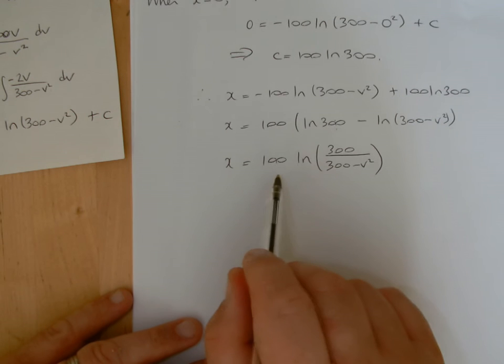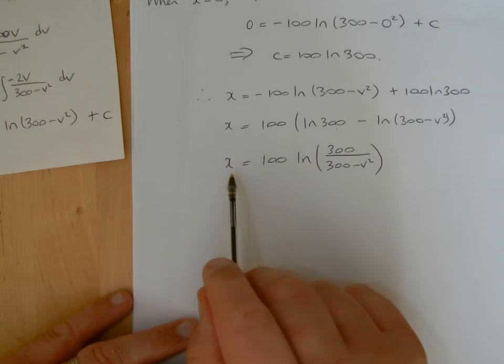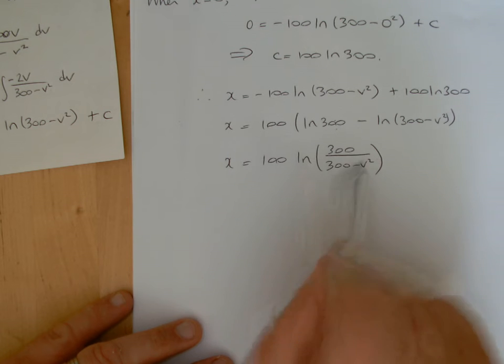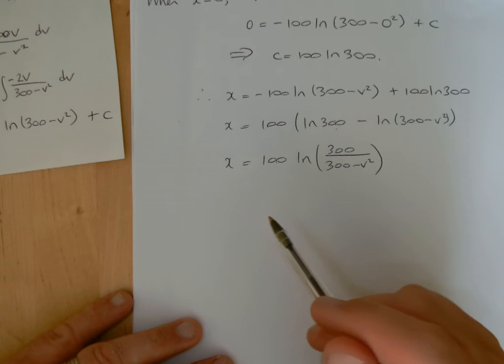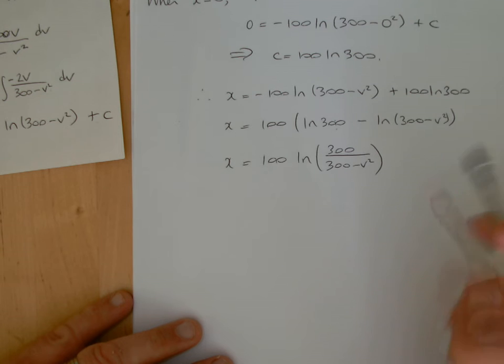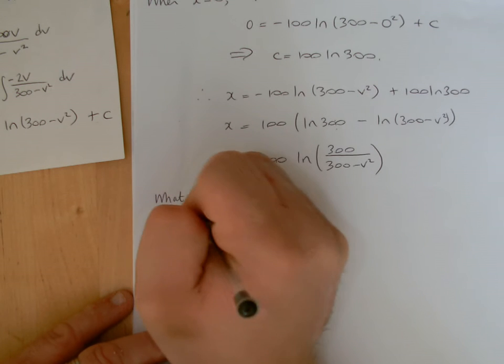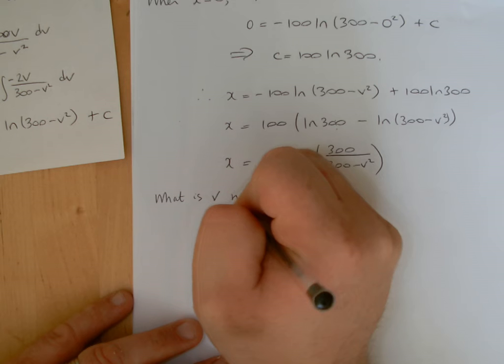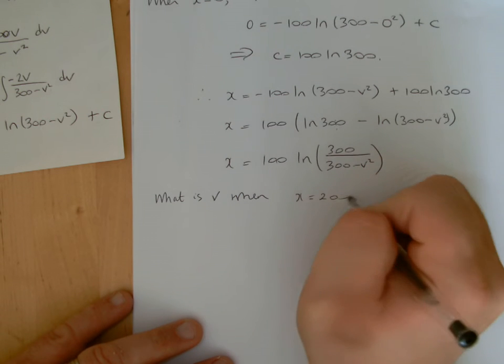So continuing with this then, right? Think about what we're aiming for. Okay, so now I've got x in terms of v, okay? But I want to find out how fast it was going when it's travelled 200 meters. So in other words, what is v when it's travelled 200 meters, so when x is 200?